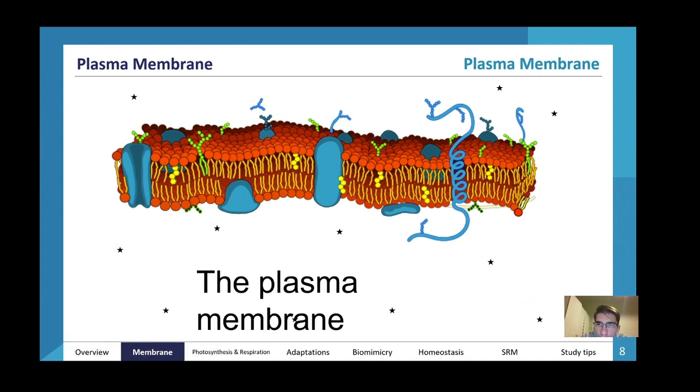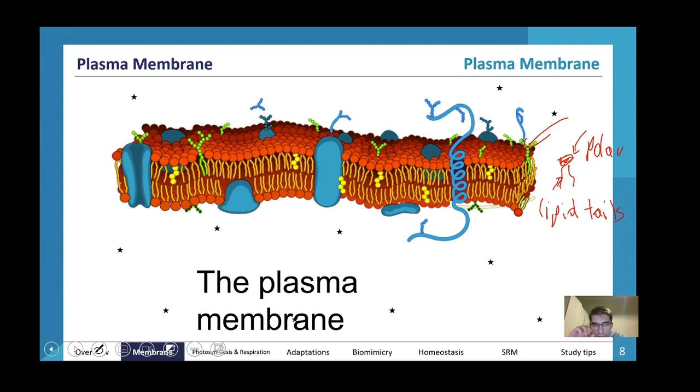But what is it made up of? Well, the plasma membrane is made up of a phospholipid bilayer. The phospholipid bilayer is essentially made up of units which we call a phospholipid. A phospholipid is a molecule with a polar phosphate head and non-polar lipid tails. The lipid tails are essentially a hydrocarbon chain. A hydrocarbon chain is non-polar, but the phosphate head is polar.